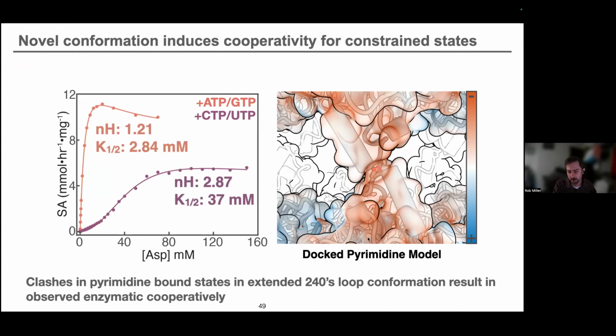And then we really think that this novel conformation, this tuning of the overall expansion of the R state, explains the biochemical behavior we observe, where in the presence of pyrimidines, the enzyme must cycle from an inactive T state to an enzymatically active R state in order to complete its turnover. Whereas in the case of ATP and GTP, the enzyme is capable of expanding to an enzymatically active R state prior to binding both substrates.